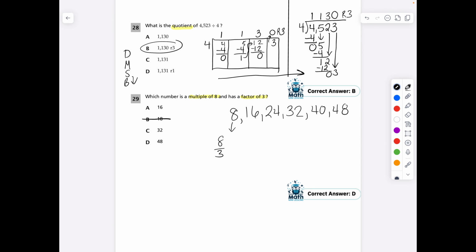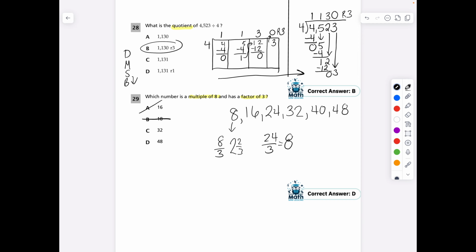8 divided by 3? No, that's not going to be an even number. I'm going to end up getting 2 and 2/3, so that's not a factor. Let's see 24. 24 divided by 3? Yes. And notice I am writing division as a fraction. 24 divided by 3 is 8. But that's not on my list.